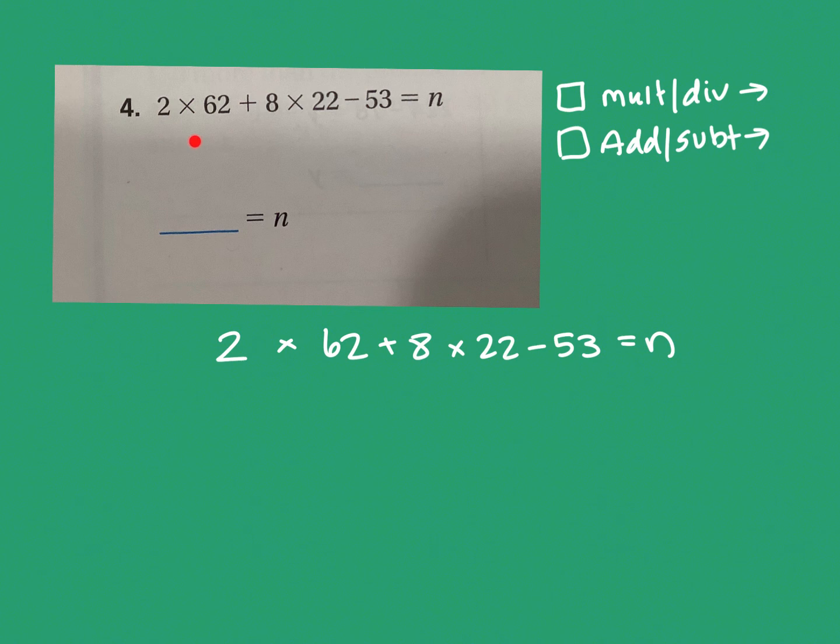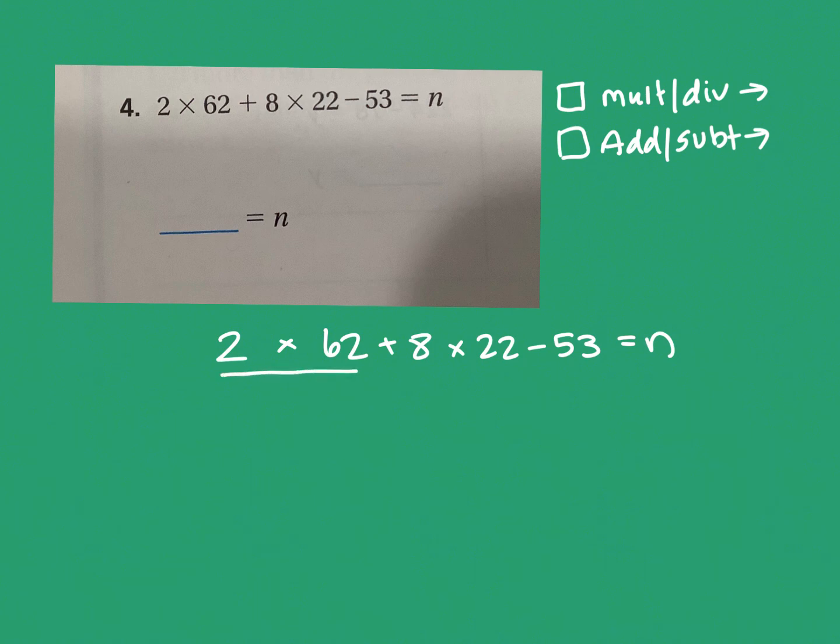We have 2 times 62. I wrote it down here. 2 times 62 plus 8 times 22 minus 53 equals some unknown number. We'll give it the variable n. We're going to clear all multiplication division before we do any addition subtraction, starting from left to right. And here is the first one that needs to be done.